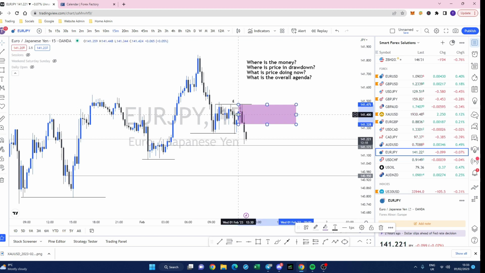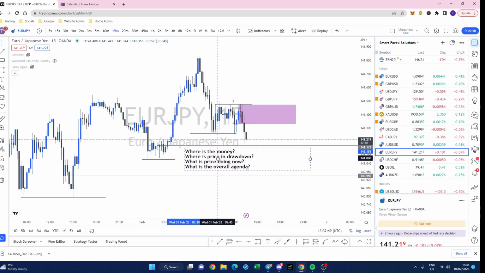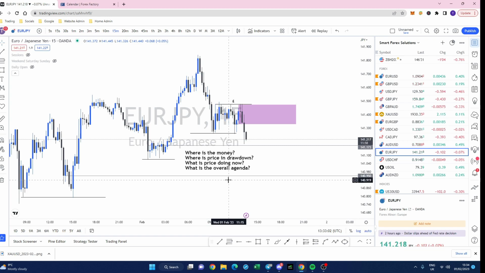So guys, there you have it. That is your full top-down analysis. Just to recap what you need to do: you need to go on every single time frame and ask yourself, firstly, where is the money? Secondly, where is price in drawdown? Thirdly, what is price doing now? Fourth, what is the overall agenda? Do that on every single time frame from the monthly all the way down, and then you'll eventually start to see you don't need to go any lower than the 1 hour or the 15-minute, because we're not looking for trading opportunities at the moment, as they're not in environments where we would like to trade.